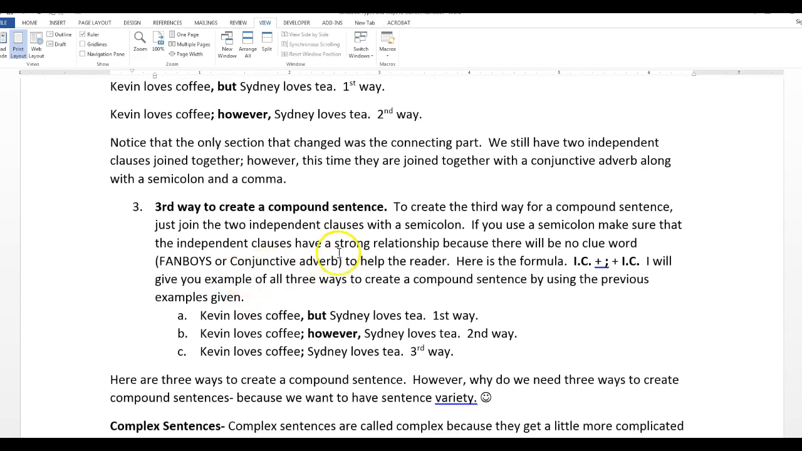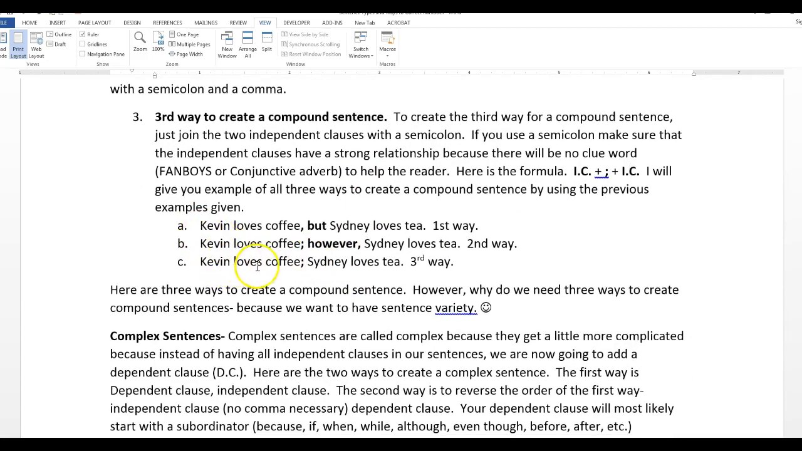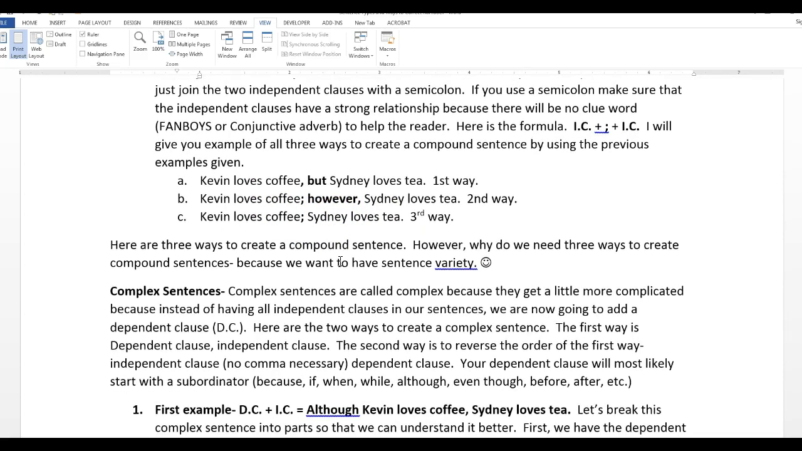The third way to create a compound sentence is to simply add independent clause, semicolon, independent clause. Let's take a look. Kevin loves coffee, semicolon, Sydney loves tea. This is the third way to create a compound sentence. However, if you use a semicolon, make sure the independent clause and the other independent clause have a strong relationship, because there are no clue words like but or however to help the reader understand the relationship between the two. So if you're going to use a semicolon, make sure they are closely related.